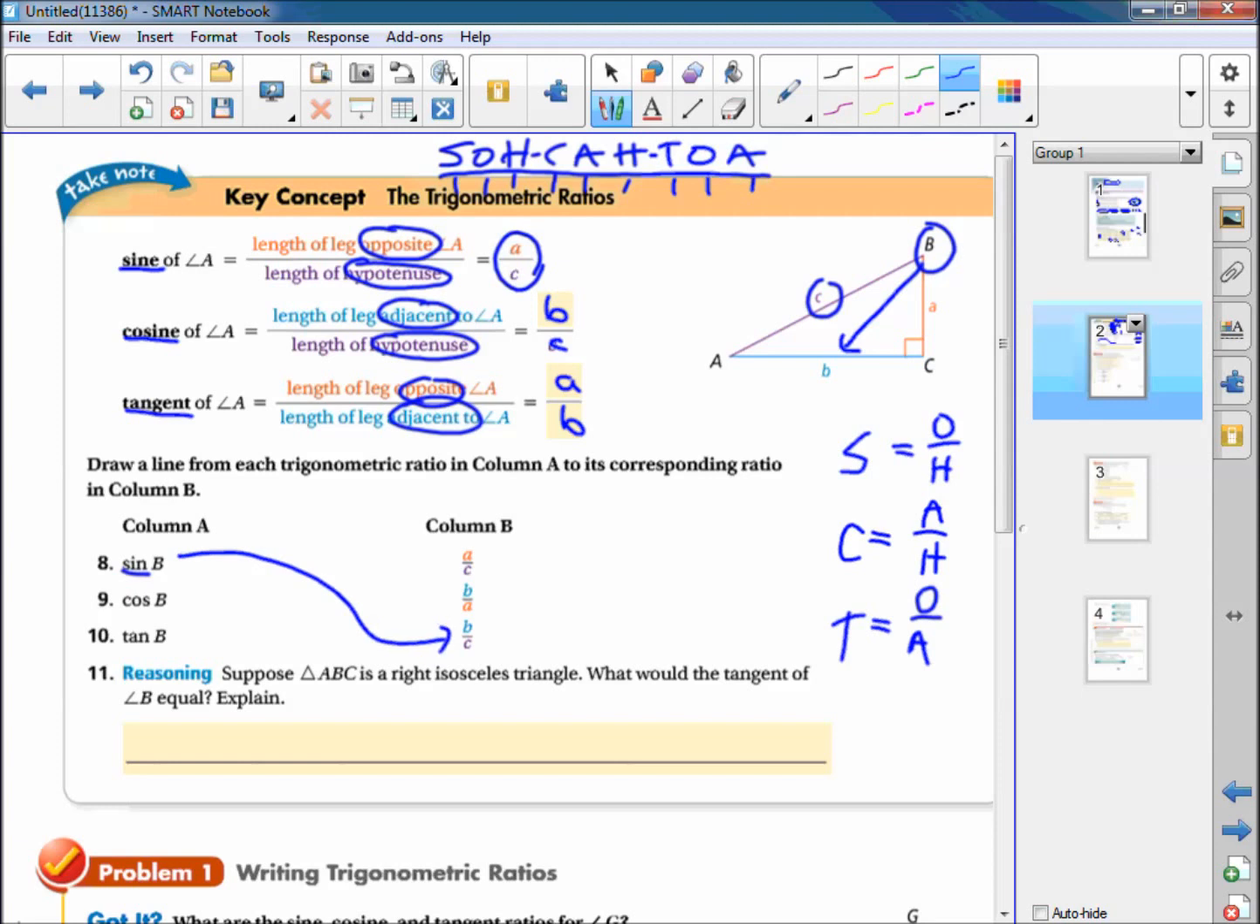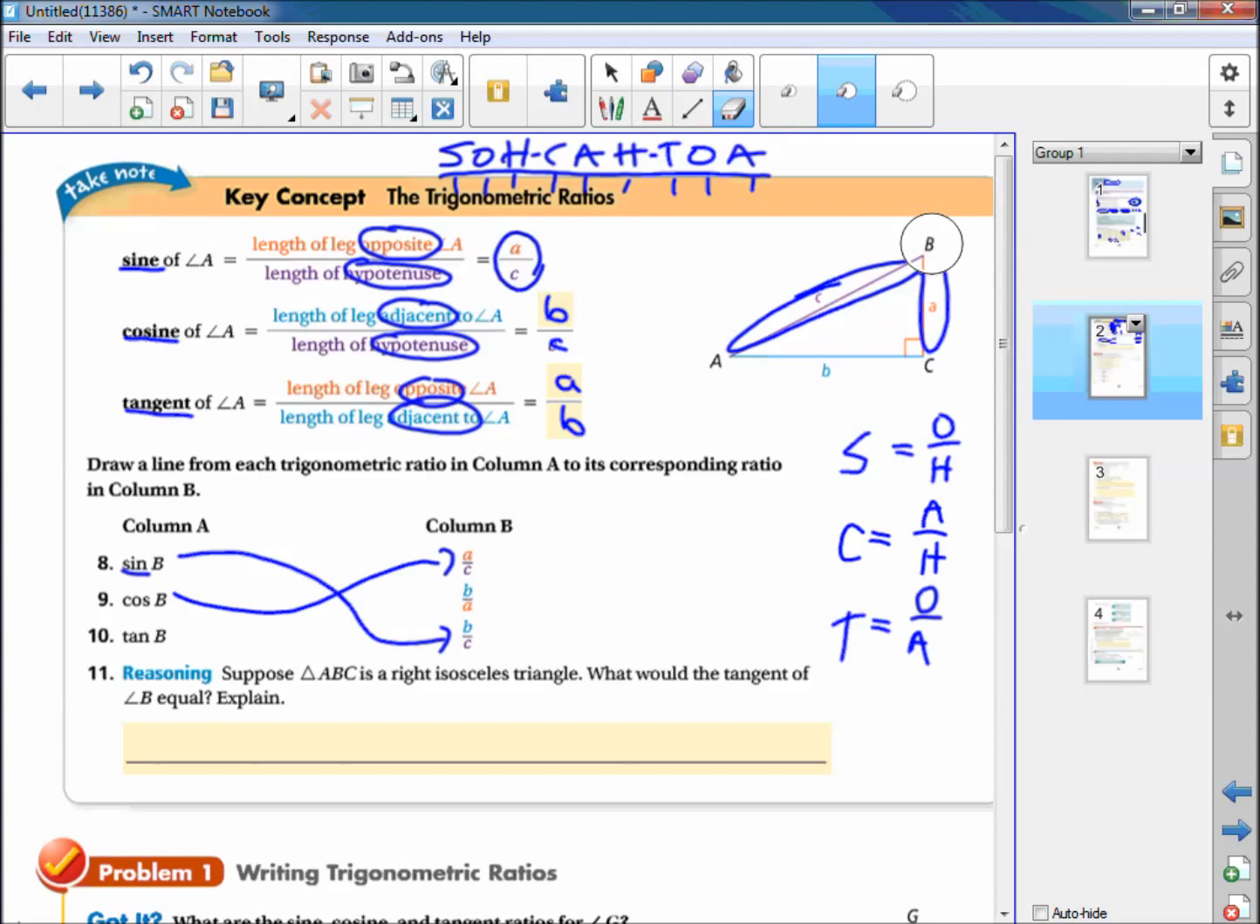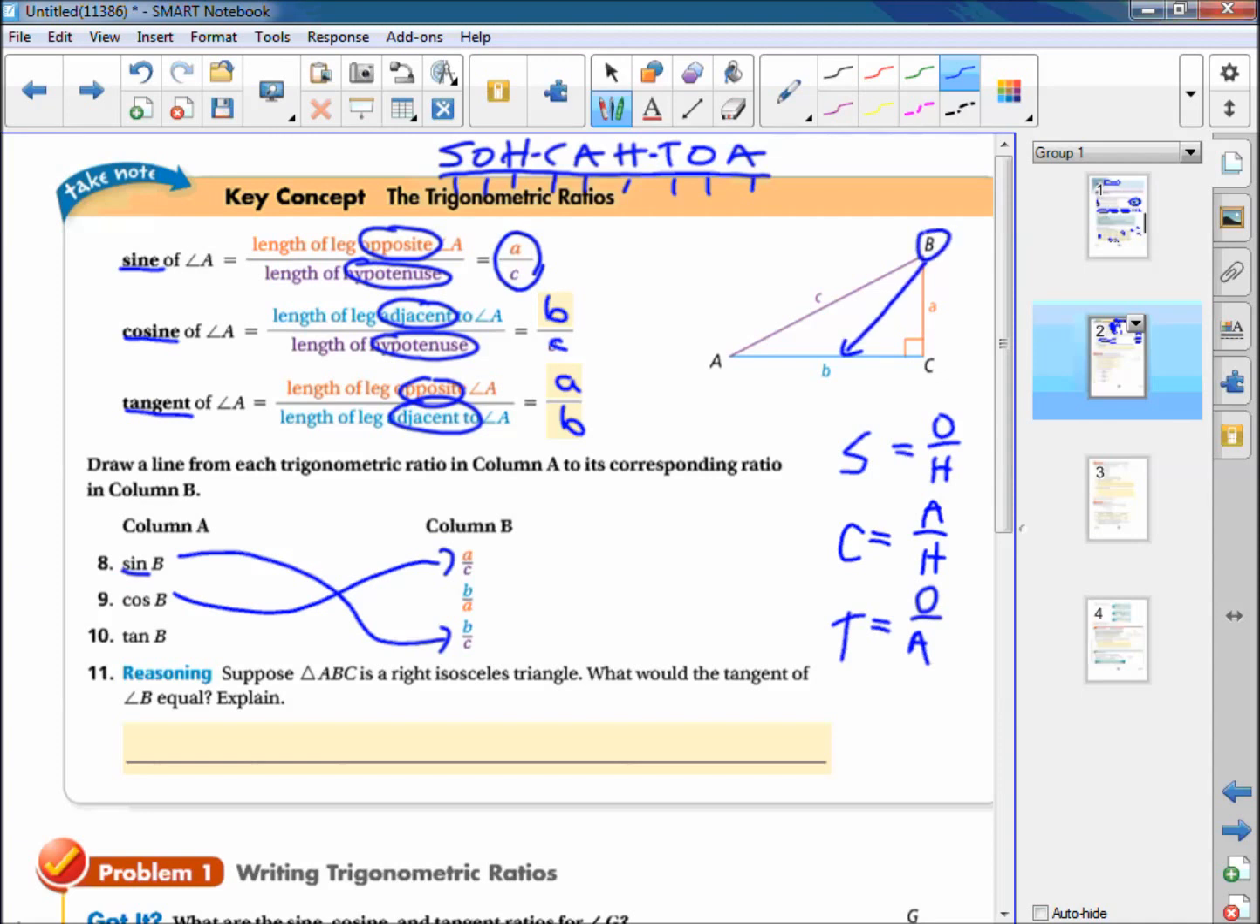Cosine is CAH in SOHCAHTOA. So cosine is going to be the ratio of the adjacent one, the leg that touches it, to the hypotenuse. So A over C. And then tangent, TOA, and our little way to help us memorize it, SOHCAHTOA. So tangent is opposite over adjacent. So for B, opposite is B, and adjacent is A. So B over A.